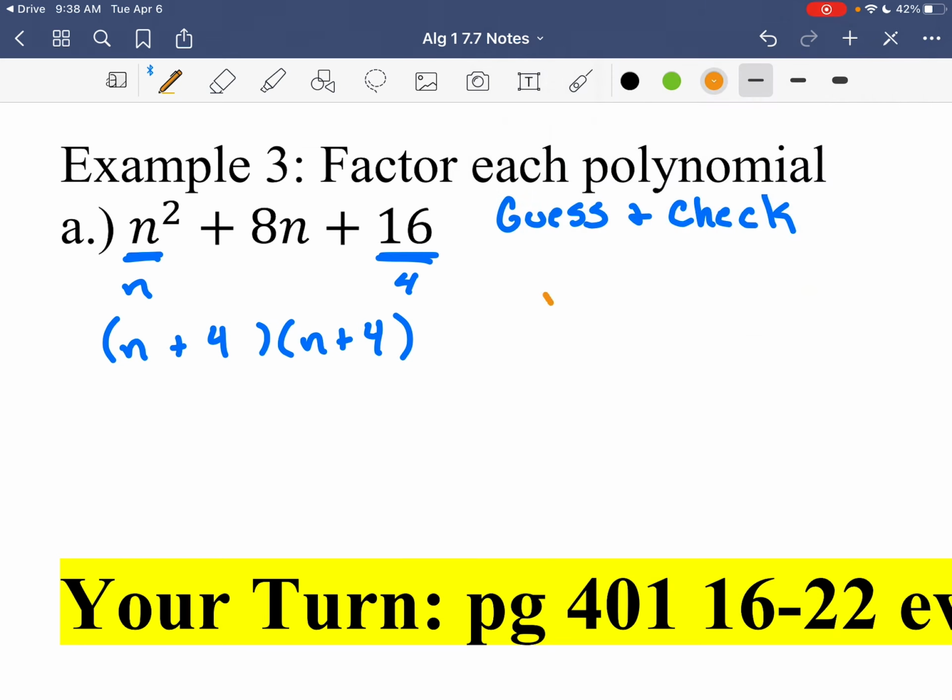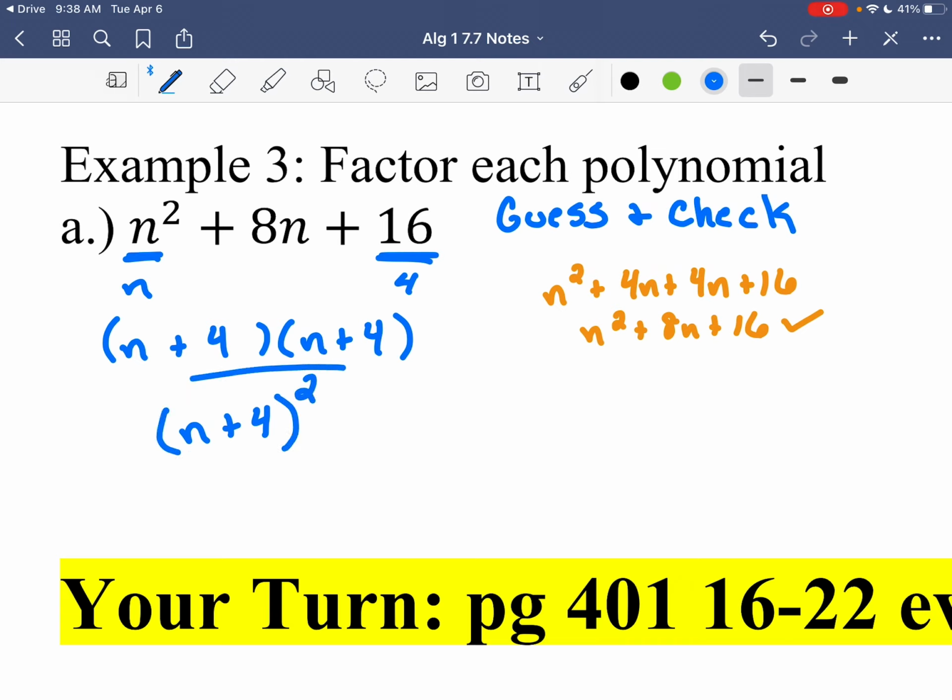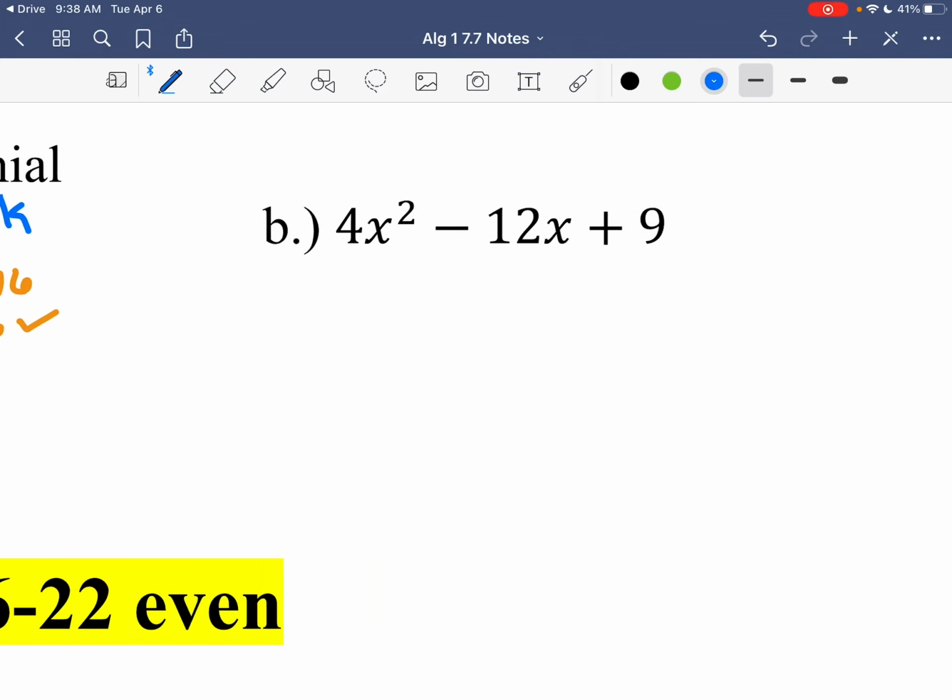So n times n is n to the second, plus 4n plus 4n plus 16. So I get n to the second plus 8n plus 16. Yay, it worked. I got it to multiply out, but we need to notice that these are the same thing. So I can write it as n plus 4 to the second power. This is the shortest way of writing it. Again, I keep looking for those perfect squares.